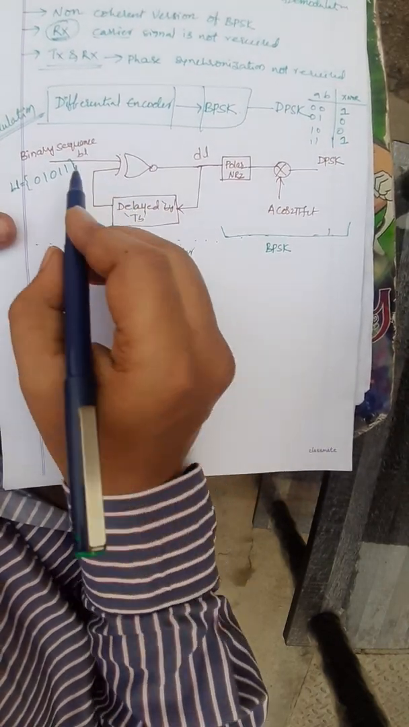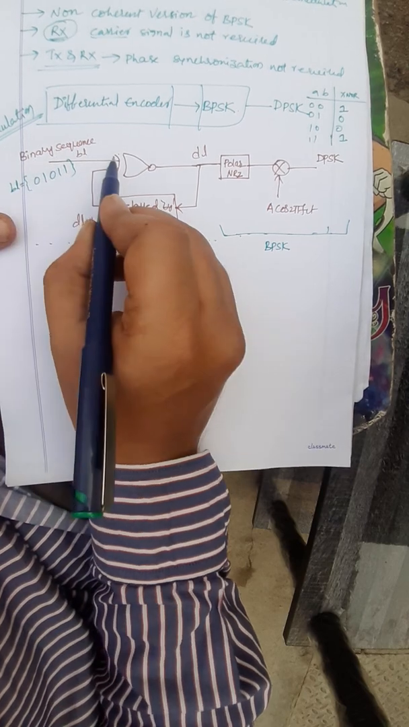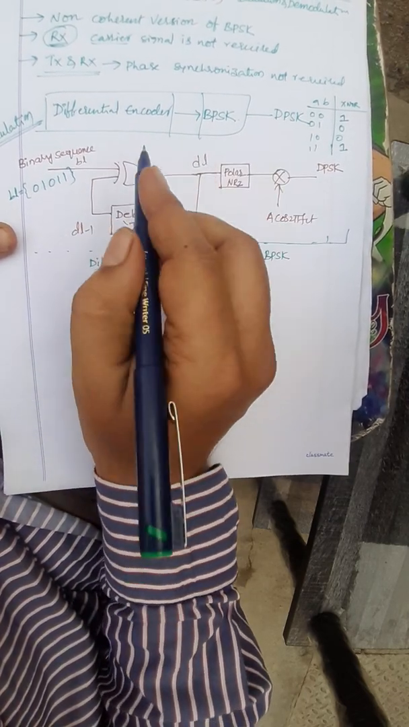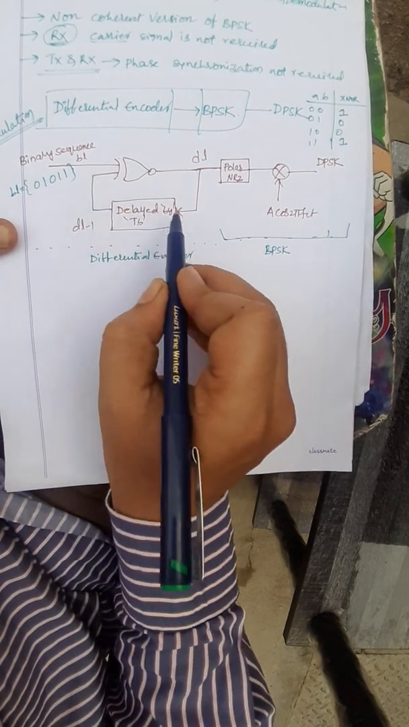Now see here, the first bit of the binary sequence is given to the differential encoder. The differential encoder consists of an XNOR gate with a delay of TB.